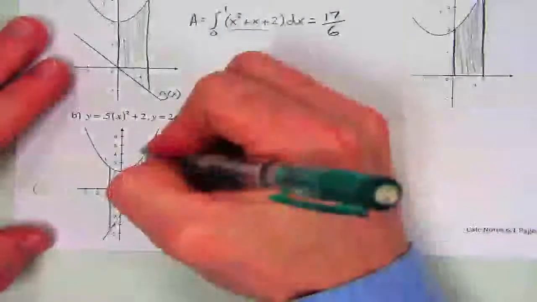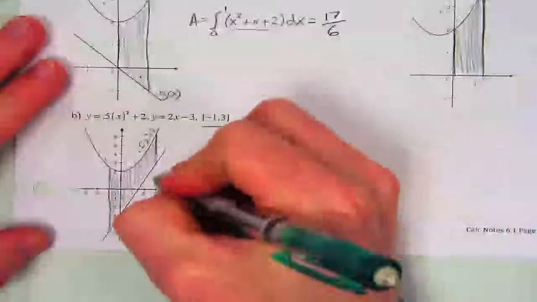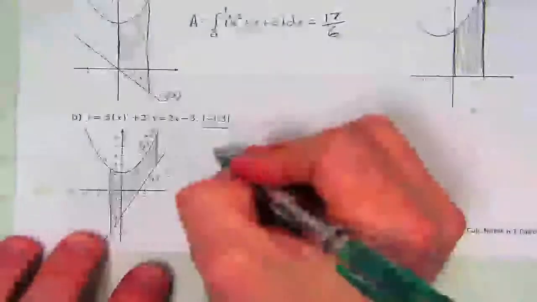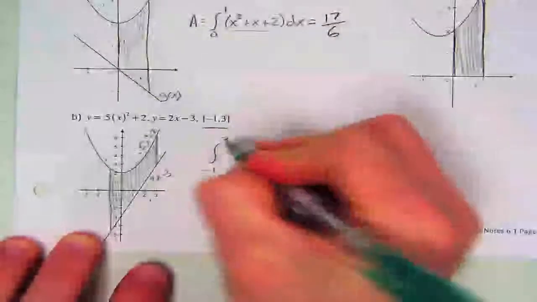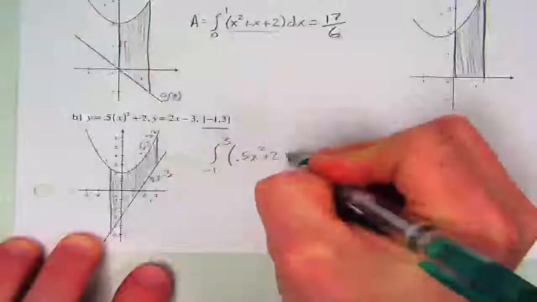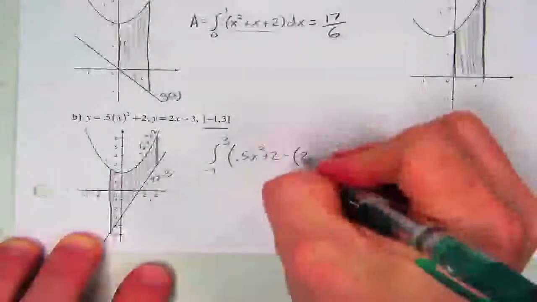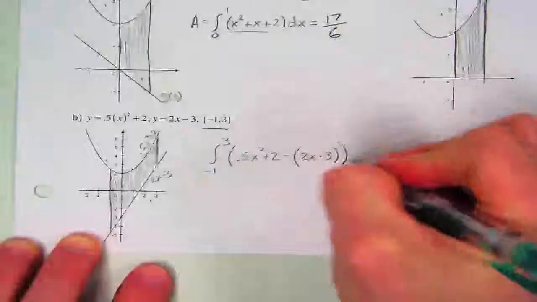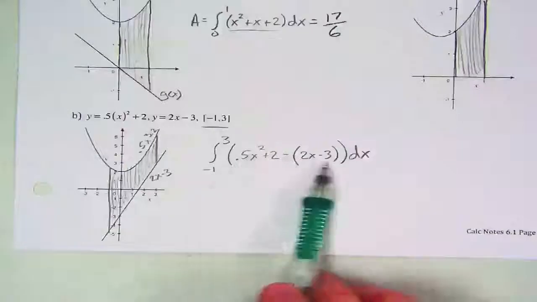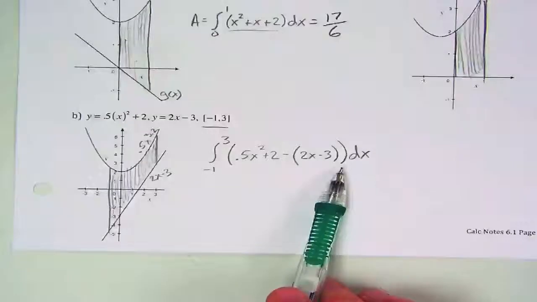Okay. And then we know that our top function is 0.5x squared plus 2, and the bottom function is 2x minus 3. So our area is from -1 to 3 of 0.5x squared plus 2 minus, in parentheses, our second function, our bottom function, 2x minus 3, dx. Now, even if you don't trust yourself with doing this subtraction, you could type this straight into your calculator and it'll still give you the right answer, right?